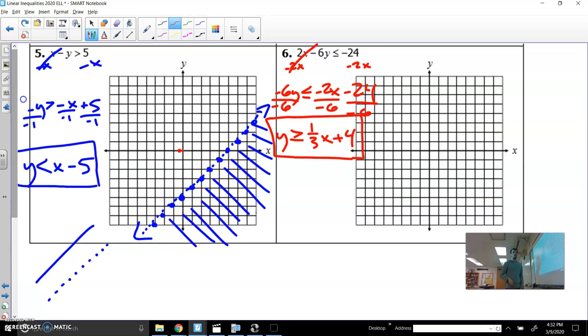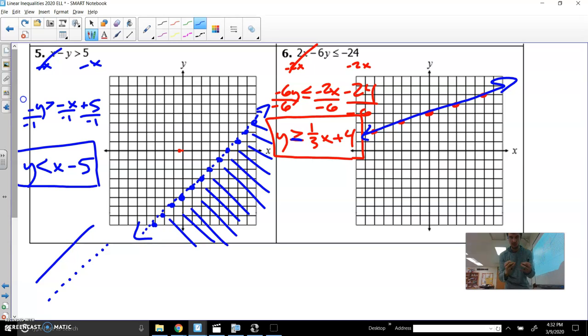So be very careful with your signs. Make sure you're conscious about negative over negative. Remember that if you divide by a negative, that sign will change. It doesn't always change. So now I want to graph my line starting at 4, up 1, right 3, as many times as you can. And then ask yourself, should this be a dashed or solid line? This is a solid line that should be going through these because it is or equal.